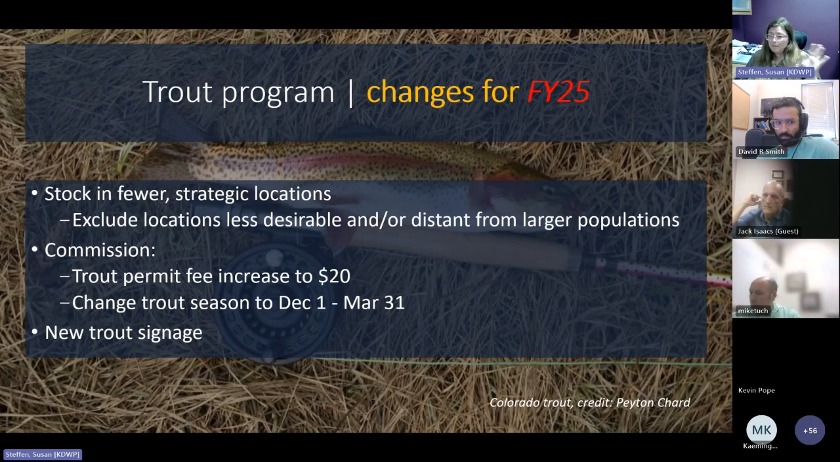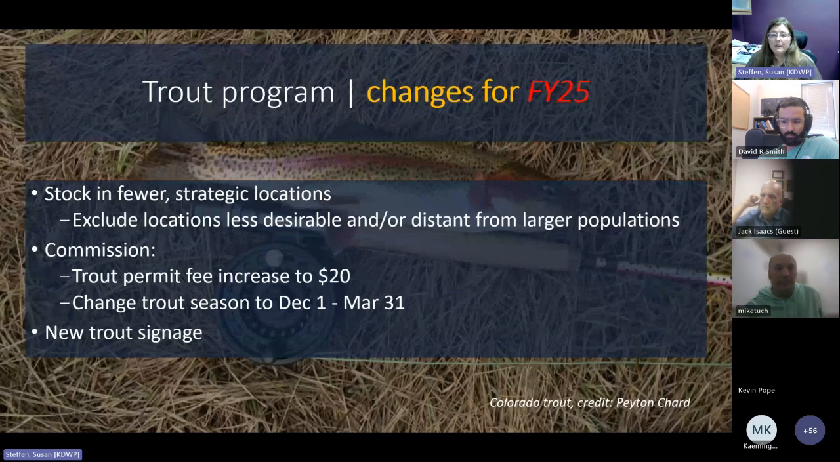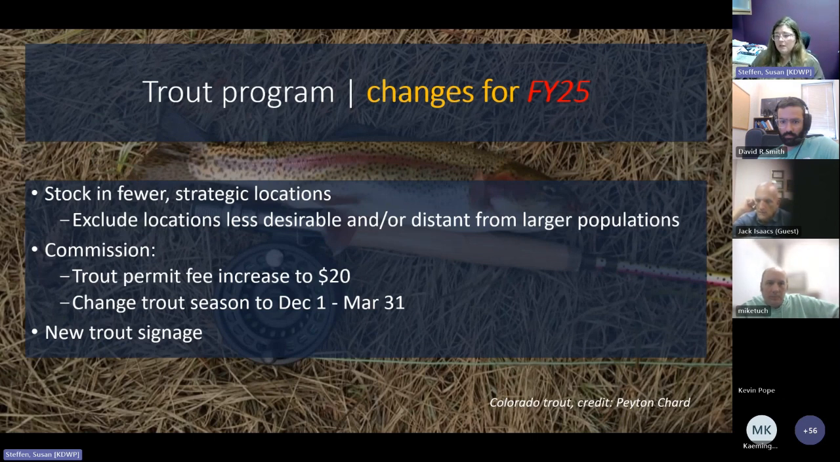And then, as part of the planning process, we also have a plan for fiscal year 25. It takes a long time for us to get our regulations through our commission and get those passed. So that's why we have that 2-year look forward. We are going to be more strategic with where we stock starting in fiscal year 25. We are going to seek an increase in the permit fee to bring in more money and officially change the trout season, as well as come up with new signage. So not just a one-off 1-year thing. This is looking further into the future.